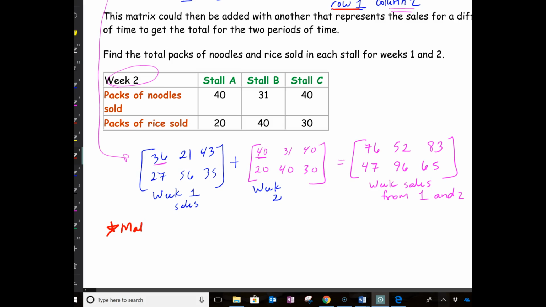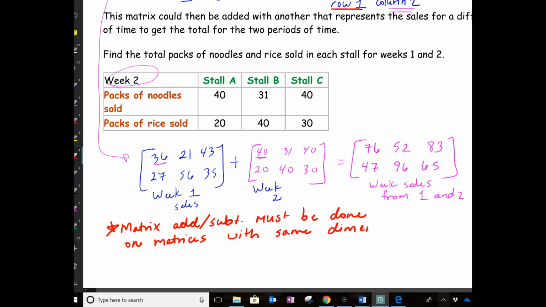But matrix addition or subtraction must be done, or only can be done, on matrices with the same dimensions. So for example, this 2x3 matrix, if I add that with a 2x3 matrix, I know that it's going to create a 2x3 matrix. Is that your question, David?